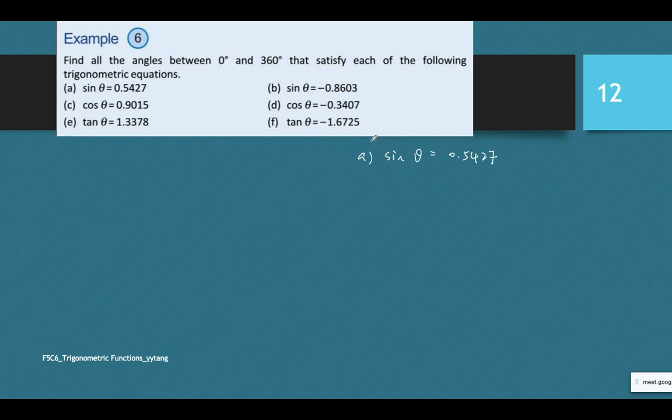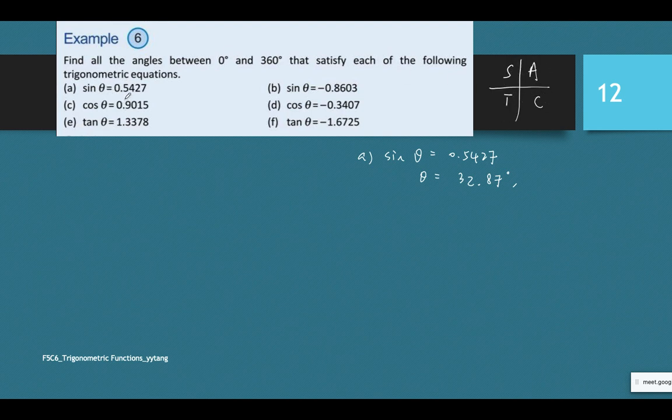So you take your calculator, shift sine 0.5427, shift sine 0.5427, then you will get 32.87 degrees. And you know that ASTC, add sugar to coffee.